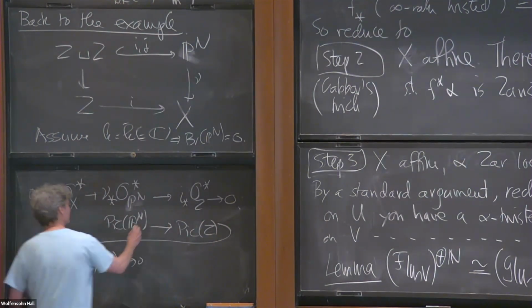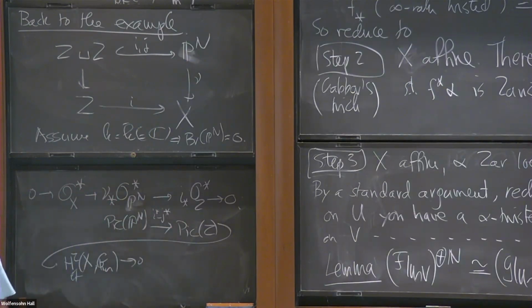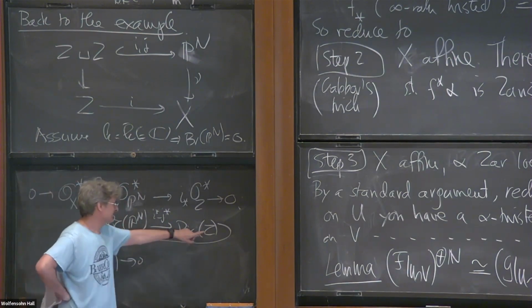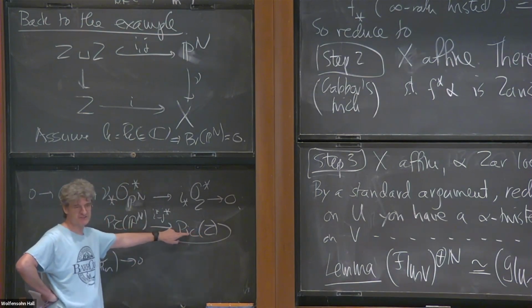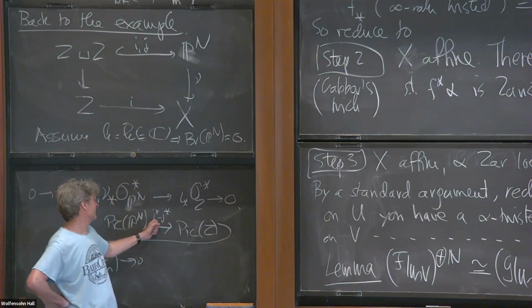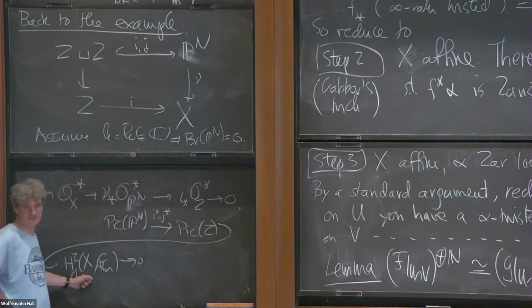And this is the I upper star minus J upper star. Okay. And so my favorite example is not a good one, because in my favorite example, this is a P1, this is Z, and this is Z. And this map is multiplication by one minus multiplication by two, which is surjective. And so this is zero.